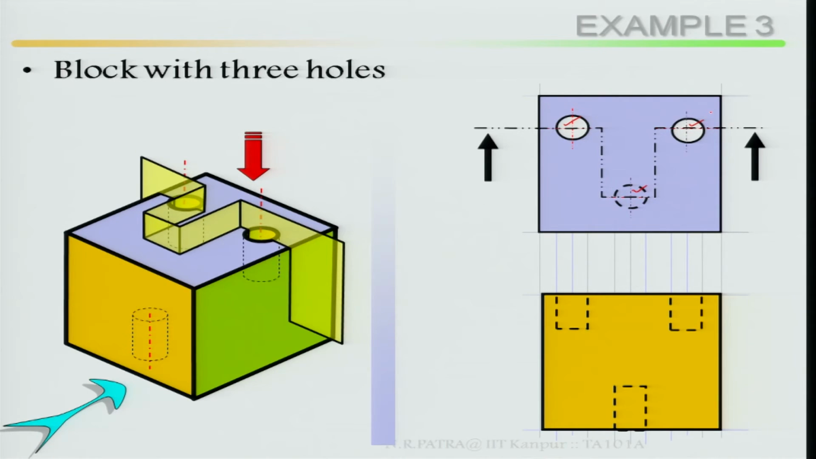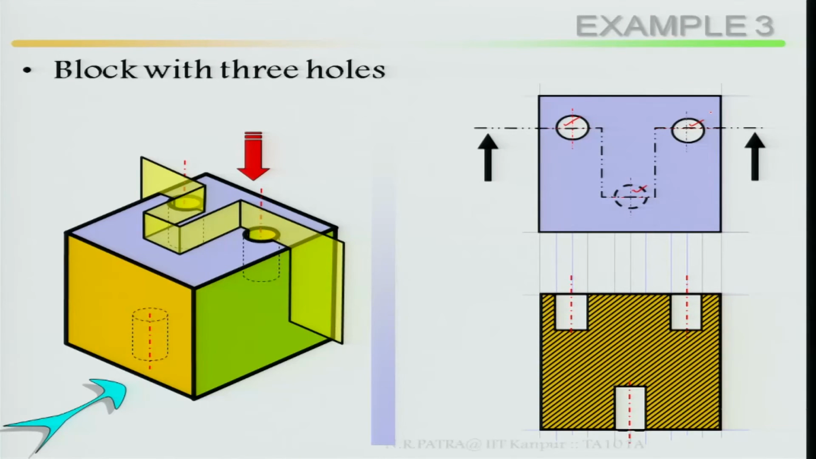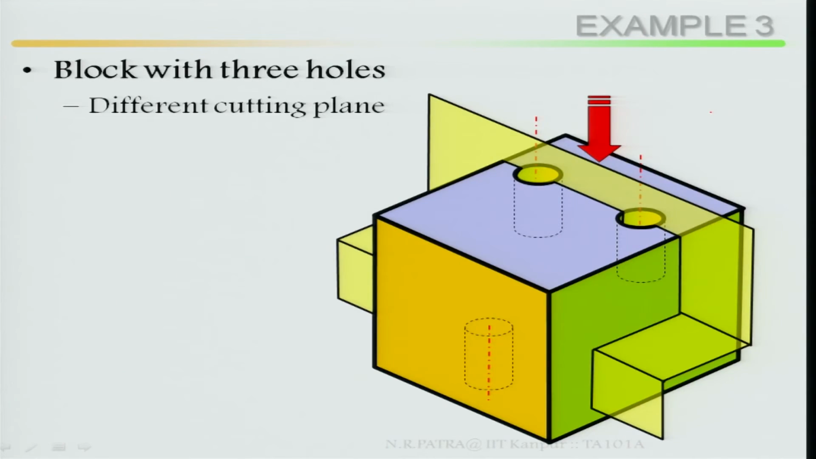How does it look? Then these are all your holes, then the object is made of the same material. So it should be hatched with the same lines, and either it is 30 degree or maybe 60 degree or maybe 75 degree. Block with 3 holes, different cutting planes.